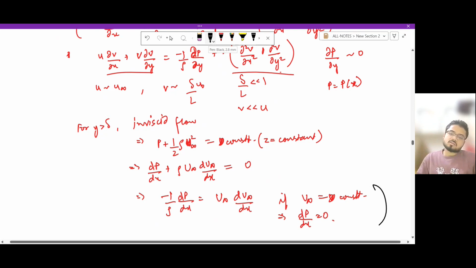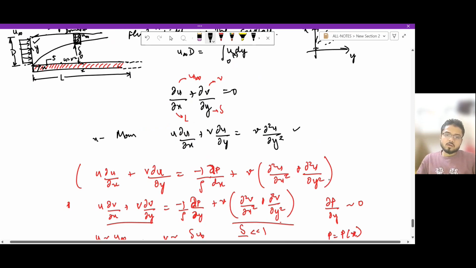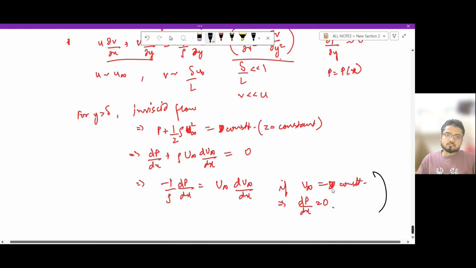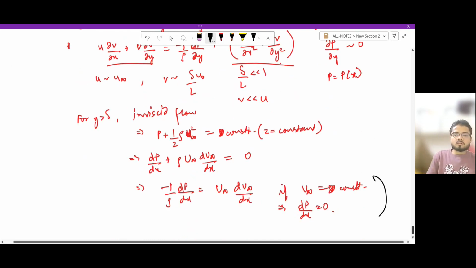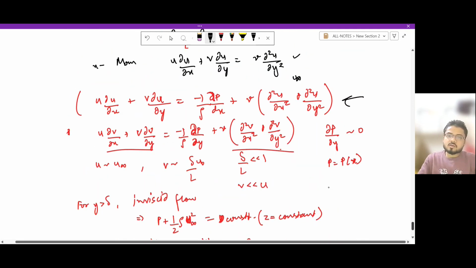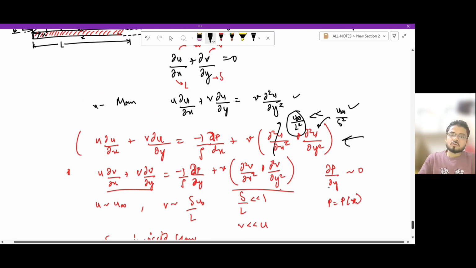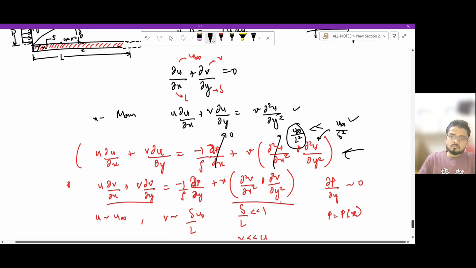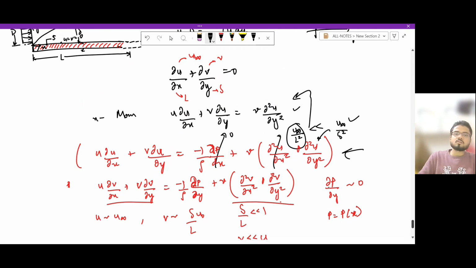So this analysis can be extended to obtain this part. On the right-hand side, the scale is u infinity by L squared, and this scale is u infinity by delta squared. So of course, this term would be much less than this term, so we can obviously neglect this, and this is anyway 0. So here you go, you get this equation.